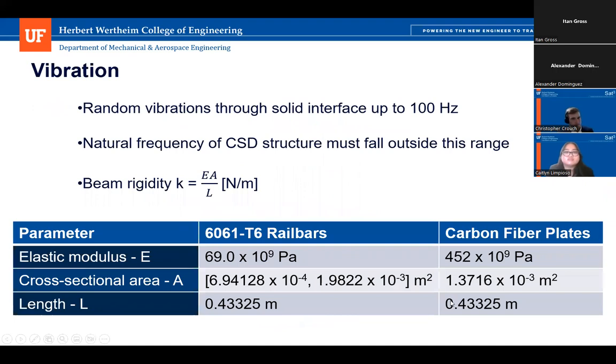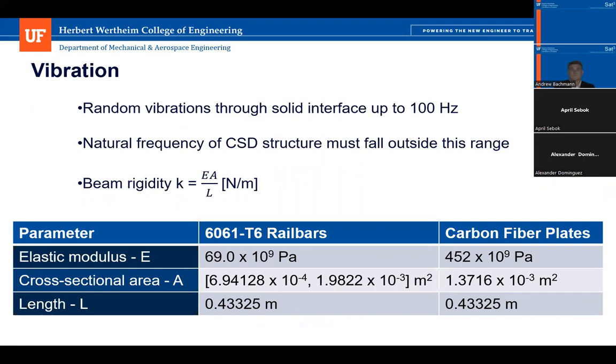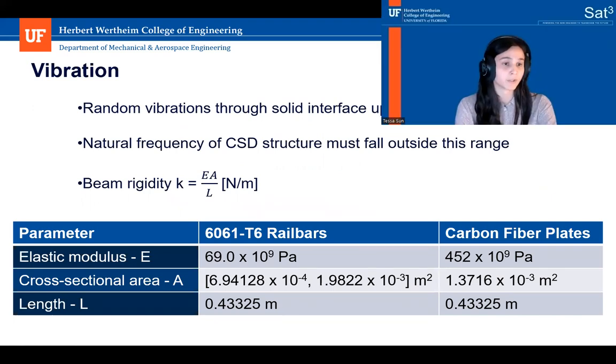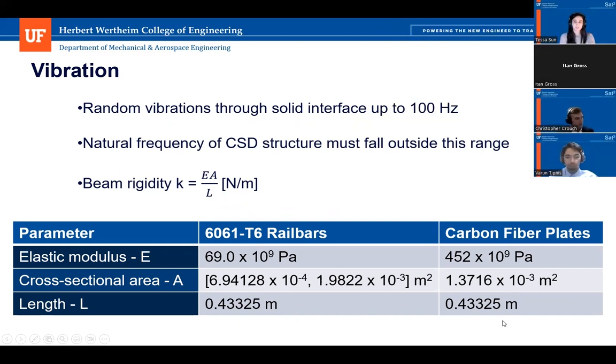The vibration in the launch vehicle is transmitted through to the CSD through the mounting interface. The launch vehicle's guides state that global vehicle motion drives excitations for frequencies up to 100 Hertz. For us, this means that vibrational loads are transmitted through the solid mounting interface up to 100 Hertz. Given this, the natural frequency of our structure should be outside of 100 Hertz. In order to derive a natural frequency, the CSD can be modeled as a cantilever beam. The rigidity of a beam in general can be derived as a function of the material's elastic modulus, cross-sectional area, and length.